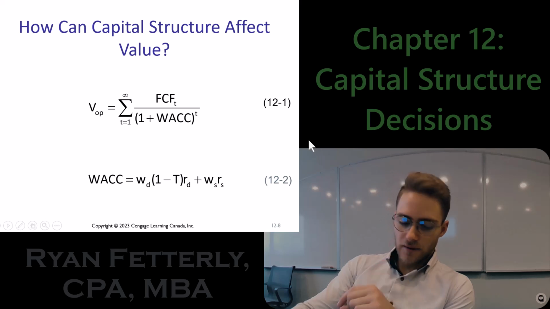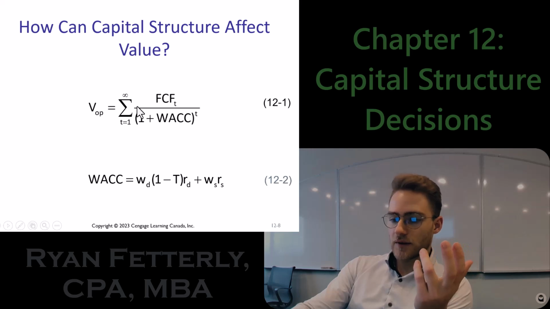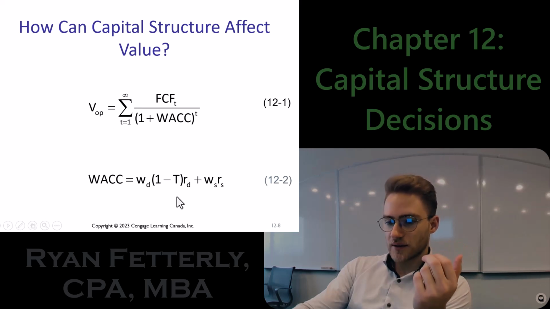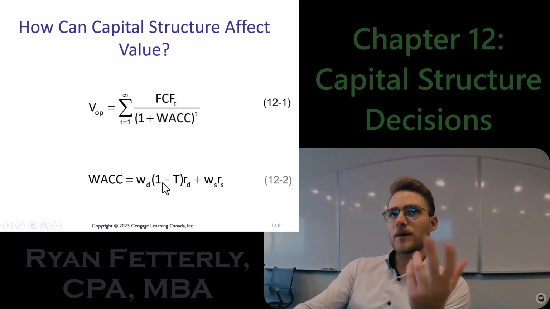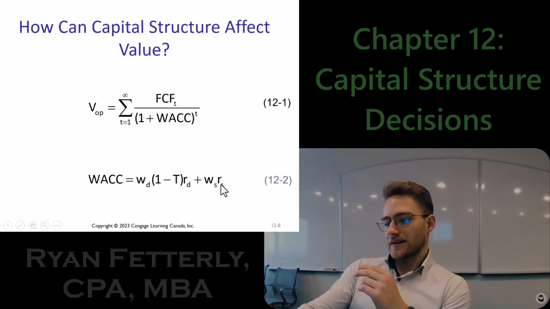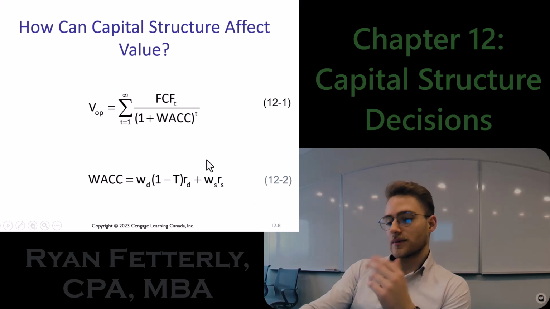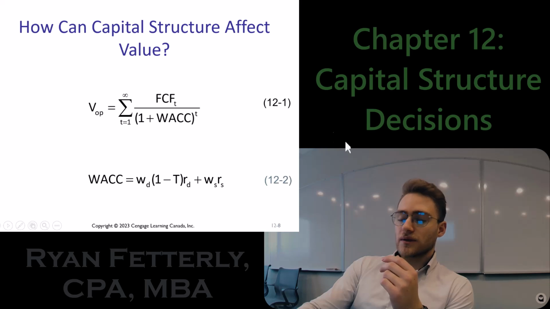Very high level from that previous slide, how we value a firm. Value of operations is present value of future cash flows. And then how we calculate weighted average cost of capital. When there's debt, we apply a tax effect, we take the weight of the debt and then the cost of the debt, and then we do the same thing for stock, but we don't do the tax implications on shares because we can't deduct dividends, so there's no tax implication.